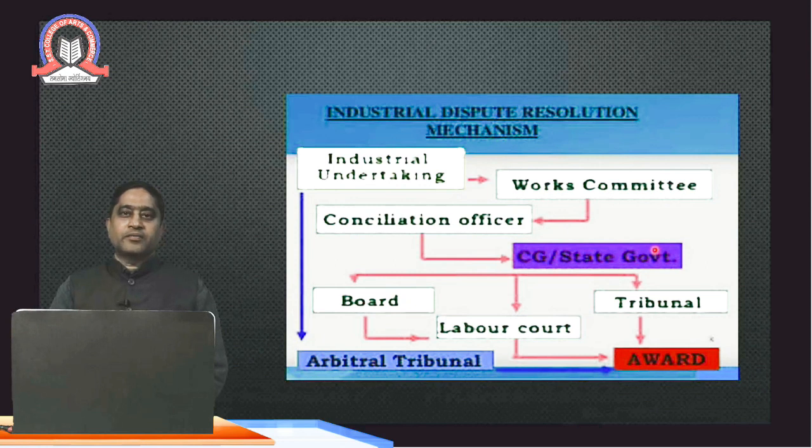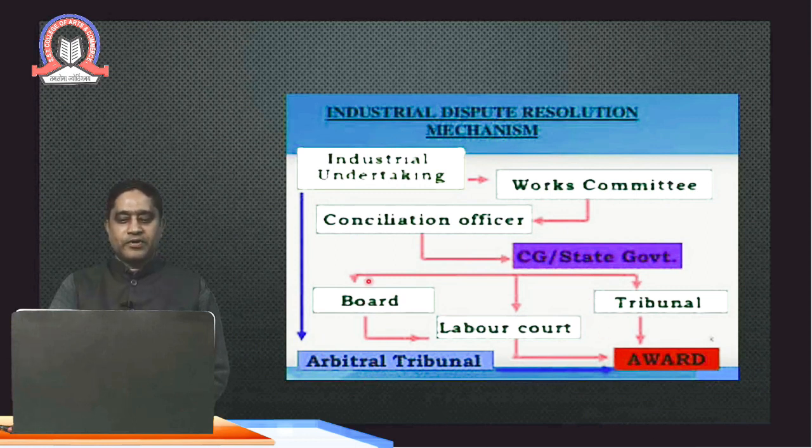Coming to the whole chart of the industrial dispute resolution mechanism in an industrial undertaking, there would be a work committee, then under the work committee there would be a conciliation officer who has been appointed by the central government or the state government. Under the industrial tribunal, there would also be one more called the arbitral tribunal, who would be the third party hearing the decisions between the employers and the employee, and then he would be going for the award.